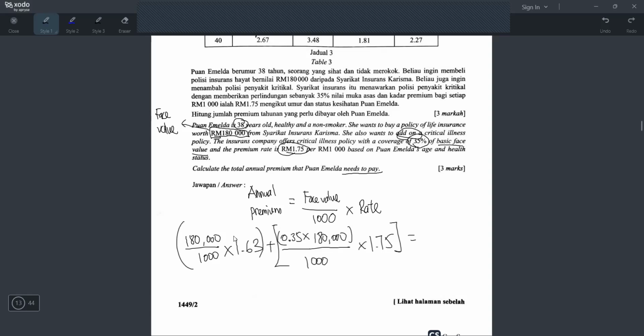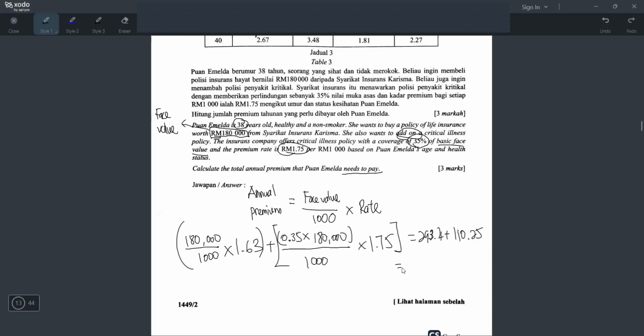So you just press 180 times 1.63. Okay, my calculator gives me 293.4. And now I have to add this one, right? So let's press 0.35 times 180,000 divide 1,000 and then equal and then times 1.75. Okay, my calculator gives me 110.25. So the last step here is to add them together and then I will get the total annual premium.